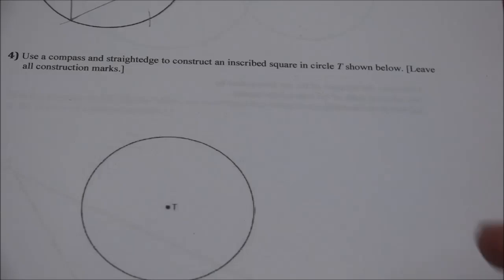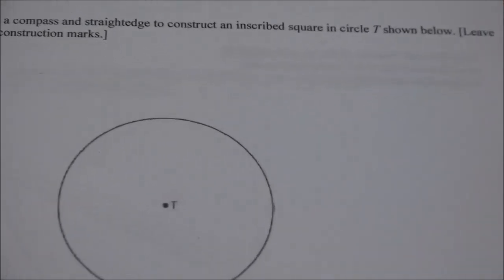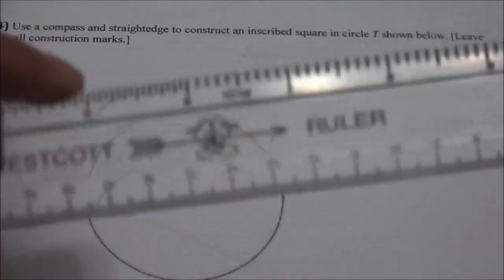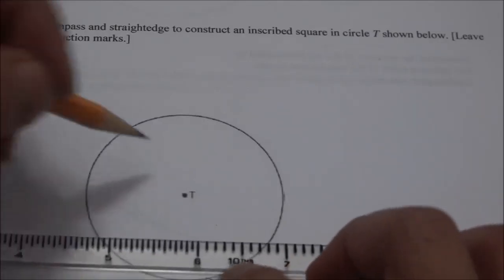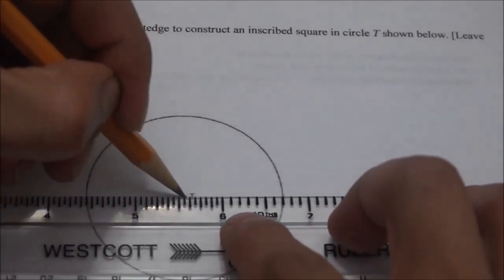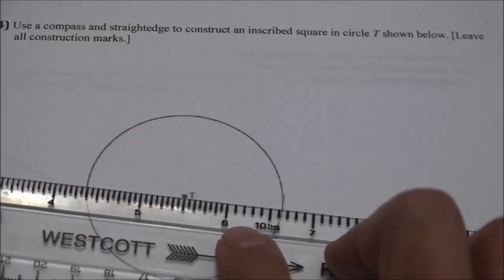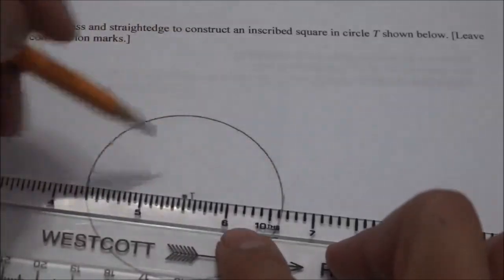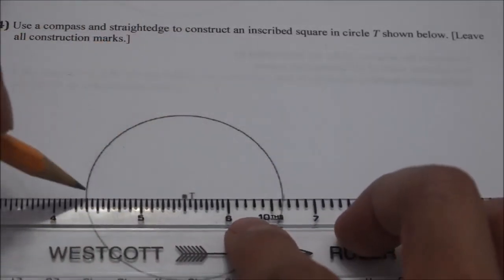All right? Anyway, what do they want here? They want us to use a compass and a straight edge to construct an inscribed square in circle T shown below. Leave all construction marks. So now I need an inscribed square. How am I gonna do a square? Easy, guys. Draw a diameter. See, I got the center, so any chord I draw that passes through the center is gonna be a diameter.